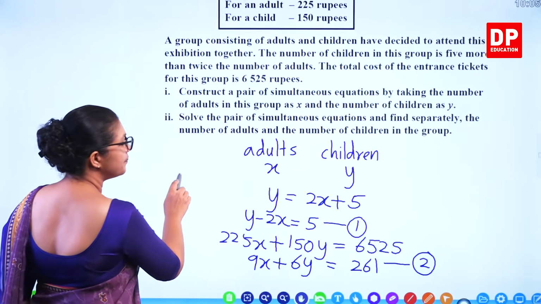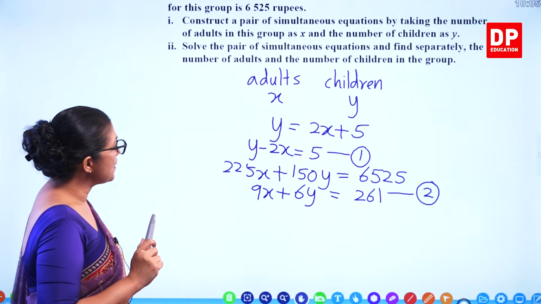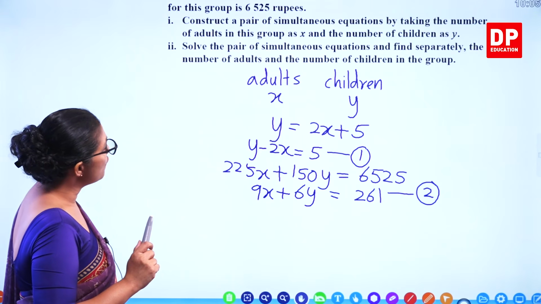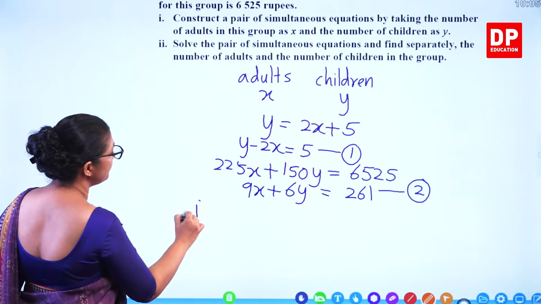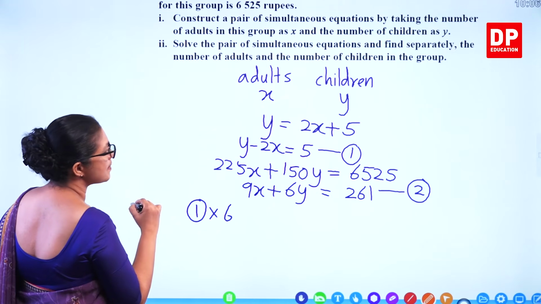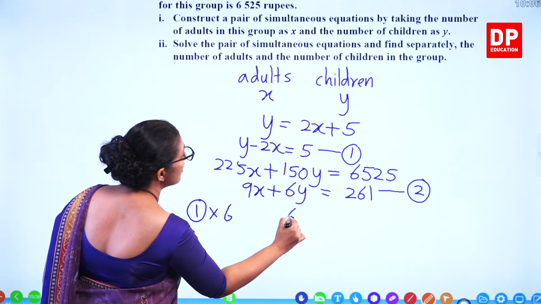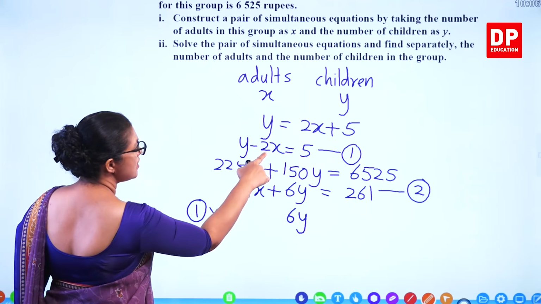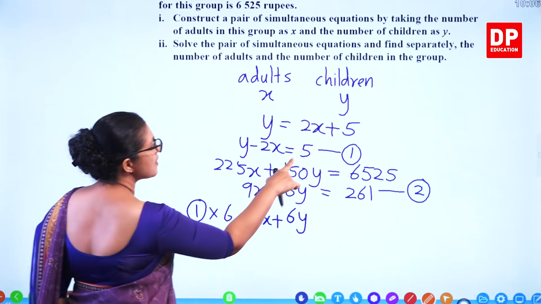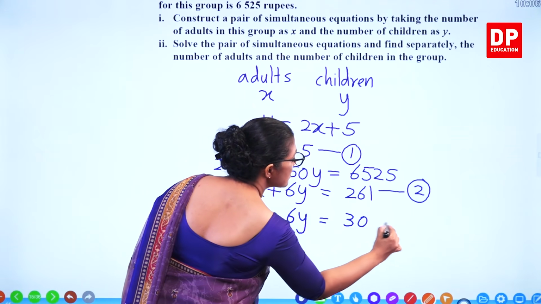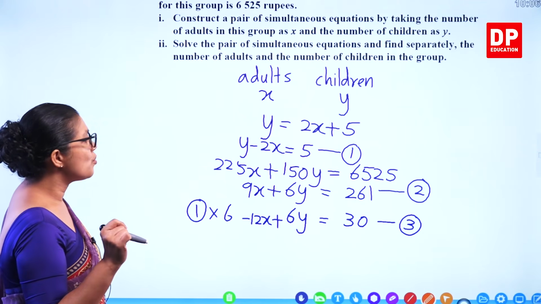Now how do you solve this? You have to make the same coefficients. So which one is easy to make the same coefficient? We'll make this one 6. So take the first one, multiply by 6. 6 times y, 6y. And I'll write the x term here. 6 times 2, minus 12x. 6 times 5, 30. That's the third one. Same coefficient, same sign. You subtract the two equations.